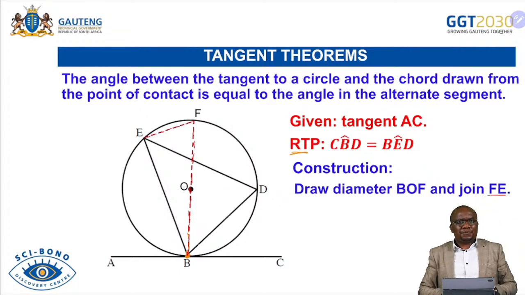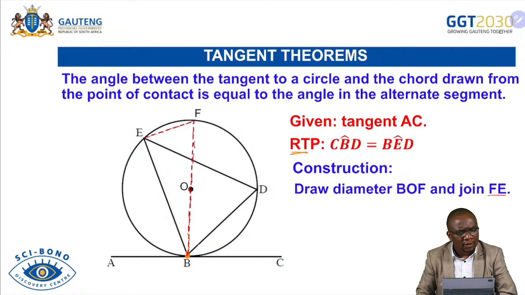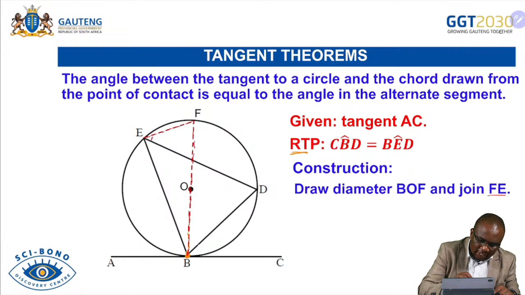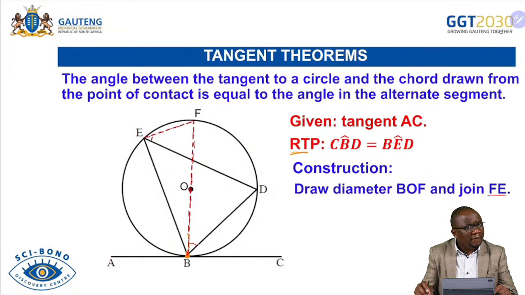Right, now, do you see that? What do you see here if you look at this diagram? I can see angles subtended by diameter. We say angles in the semicircle. Do you see that? Because BOF is diameter. I can see angles in the same segment. Do you see FD subtends this angle here and then also subtends this angle here at the circumference? Okay, that's what we are going to use to prove this theorem.